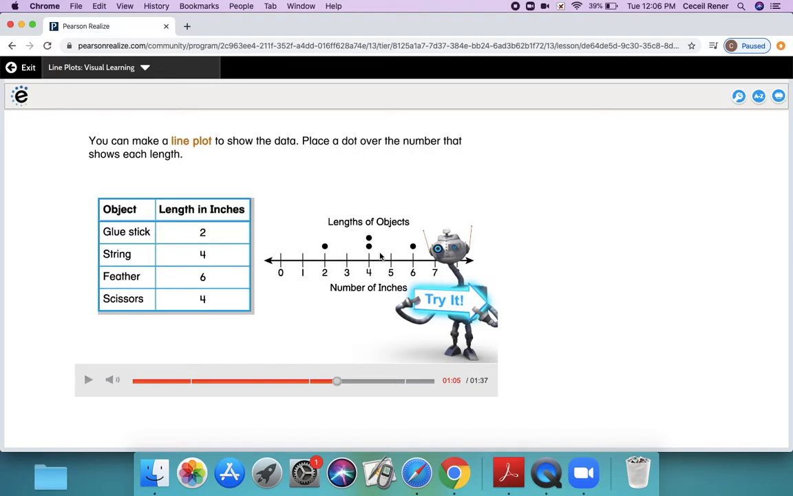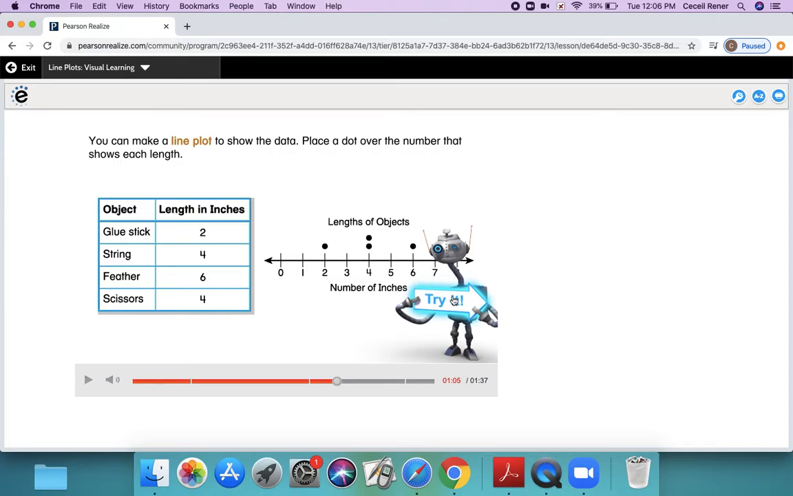Okay, and notice we made a column when we had 2 objects that were the same length, because we have an object that's 2 inches, a 4-inch object, the string. Here's the glue stick. There's the string. Here's the feather. And then there's the scissors.